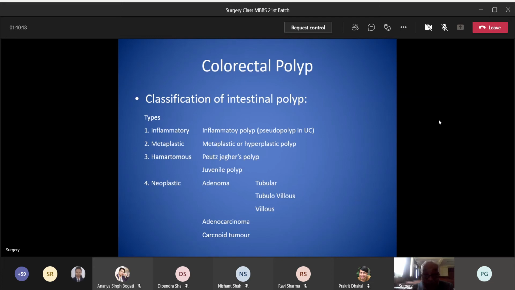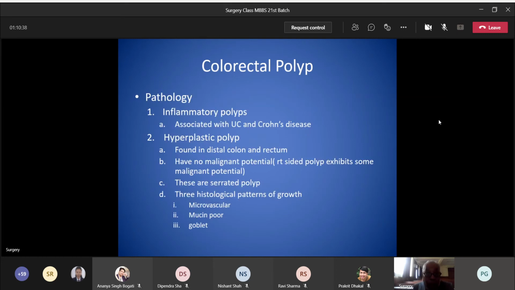And neoplastic could be either adenoma, whose type is tubular, tubulovillous or villous. Villous means cauliflower-like growth. Or they could be adenocarcinoma or carcinoid tumor. I'll come to that point. So these are the things you can see in the classification of polyps.